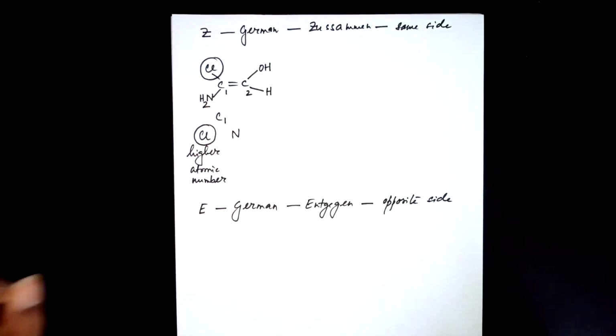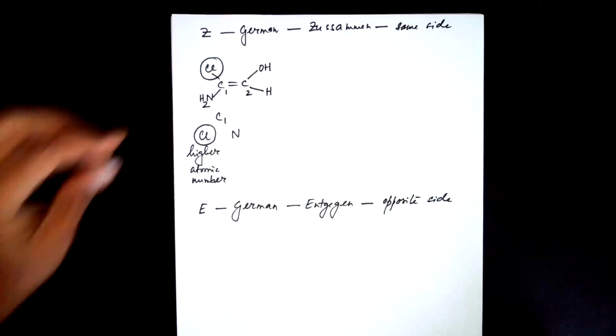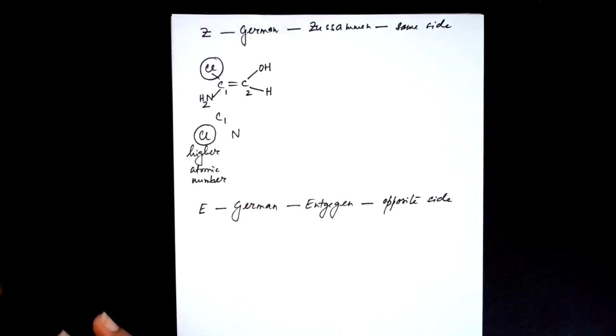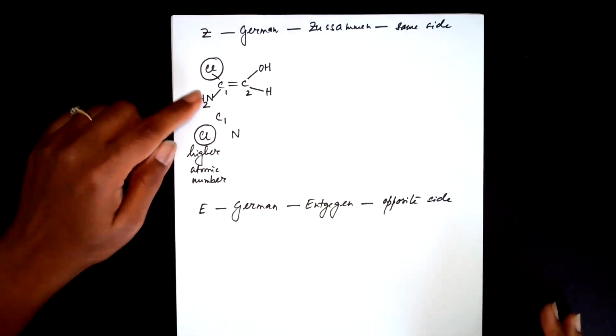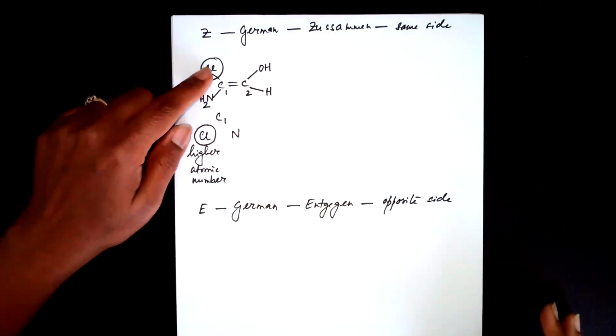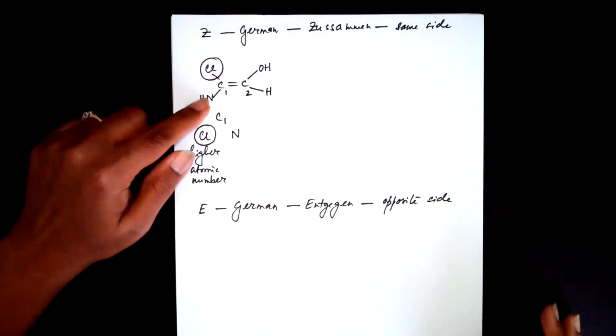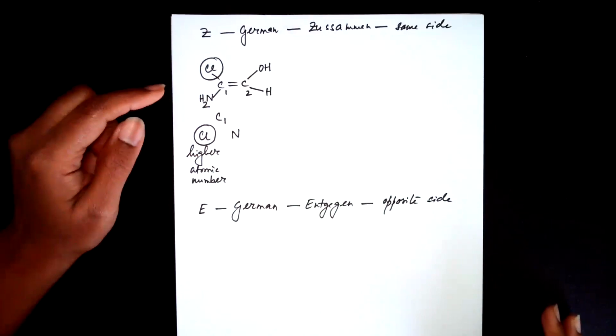Look at one atom at a time. Again, please do not look at the whole thing and add everything up together to determine the atomic number or mass. That's not the rule. The rule is one point of attachment at a time. Cl versus N. Whichever has higher atomic number, that's the side that wins.